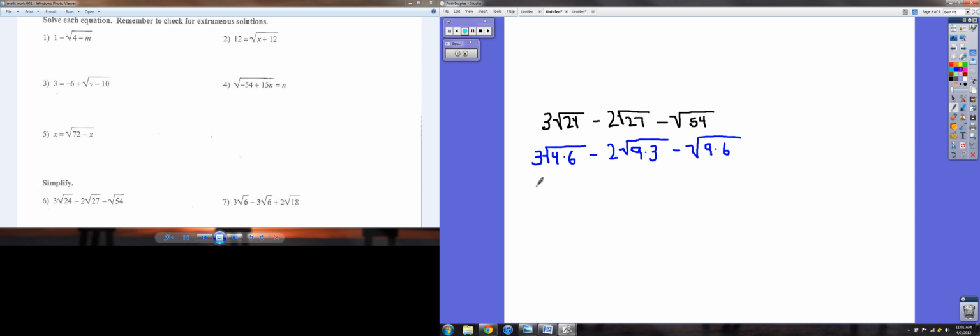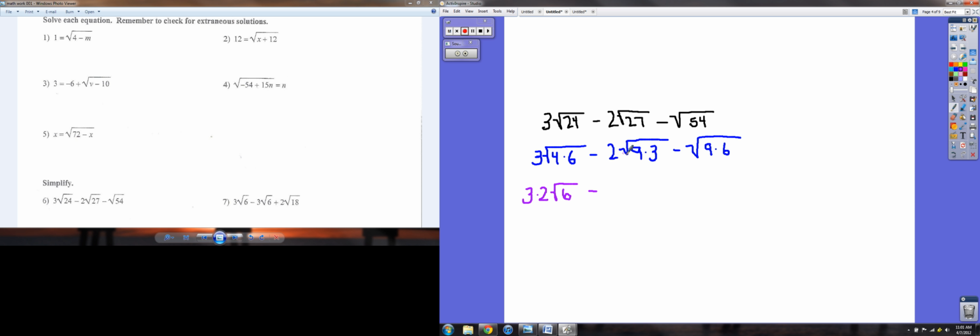Okay, now we want to go ahead and break them down a little further. So I have this 3 out front, and if I ever bring anything outside the radical and there's a number in front, you always multiply. Okay, so radical of 4 is 2. So I'm going to say 3 times 2. Can I break radical 6 down? Well, no, so it's just going to stay under the radical. Okay, that's okay. It's just not simplified.